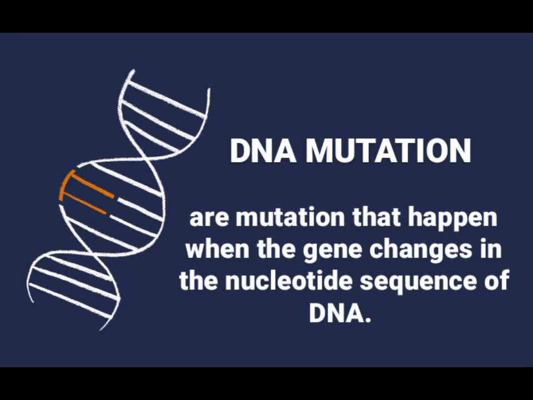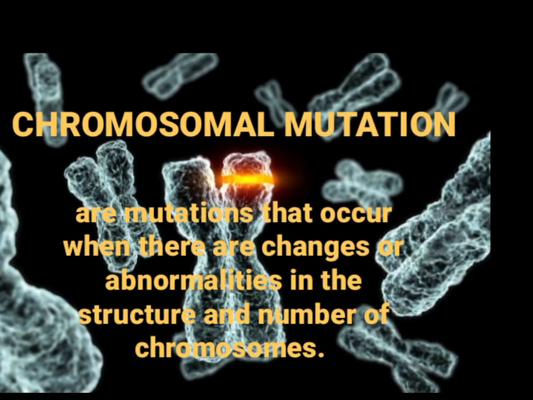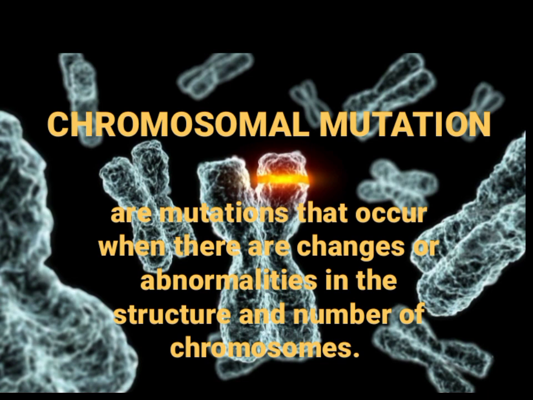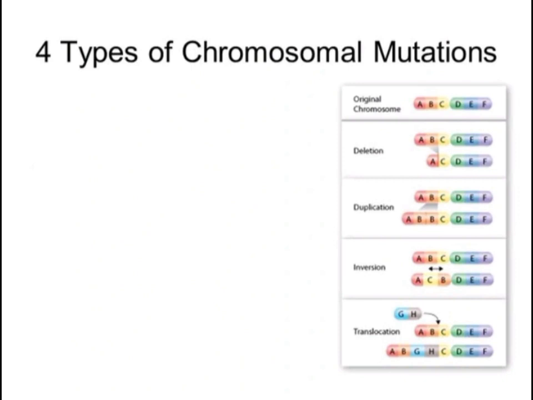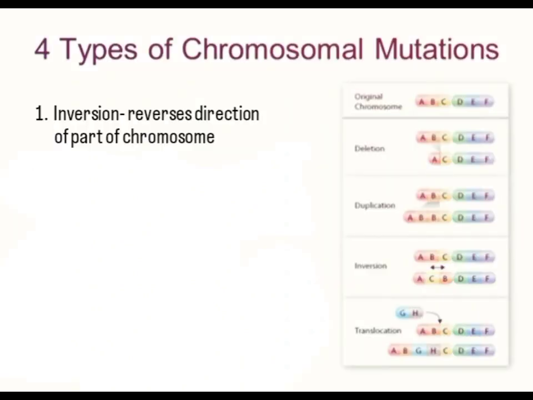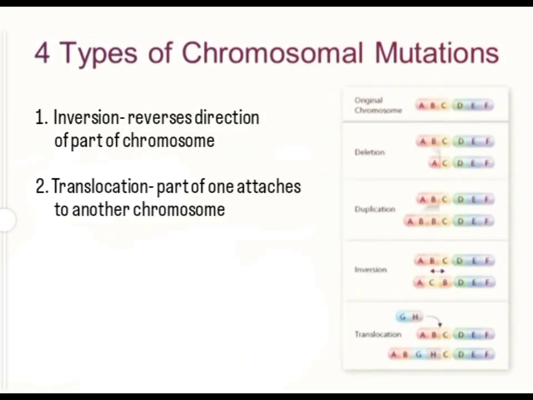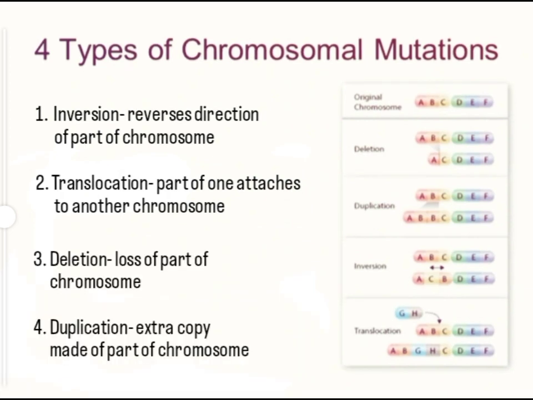There are two general types of mutations, the DNA mutations and the chromosomal mutations. DNA mutations are mutations that happen when there are changes in the nucleotide sequence of DNA. Next is chromosomal mutation, which are mutations that occur when there are changes or abnormalities in the structure and number of chromosomes. And there are four types of chromosomal mutation, which are inversion, translocation, deletion, and duplication.